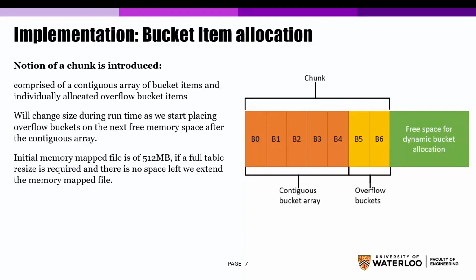For dynamic allocation, the notion of a chunk is introduced. A chunk is comprised of a contiguous array of bucket items and individually allocated overflow bucket items. A chunk will change its size during runtime as we start placing overflow buckets and will be locked when a full table resize is triggered. The memory map file for dynamic allocation is set to a size of 512 megabytes and can be extended if more space is required for dynamic allocation.